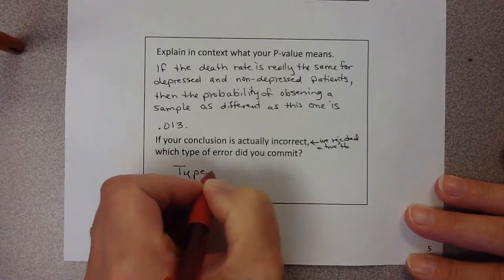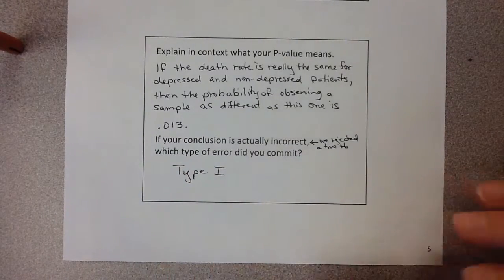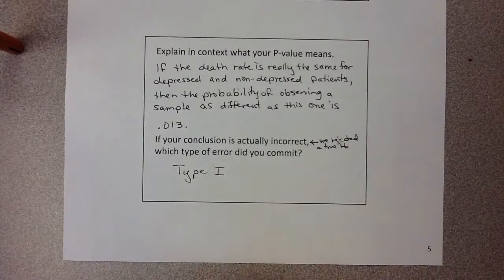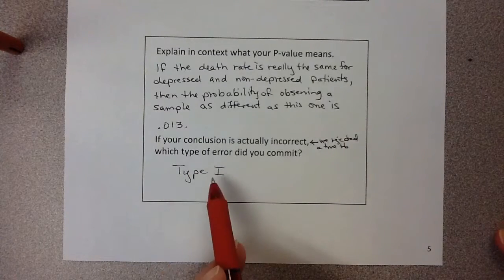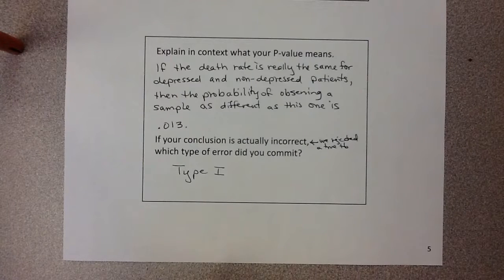So we committed a type 1 error if our conclusion was incorrect, which we'll never really know. It may be correct, it may be incorrect. So we might have an error, we might not. We will just not ever know for sure.